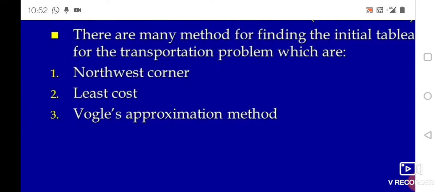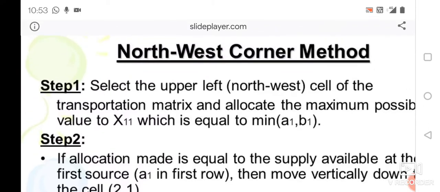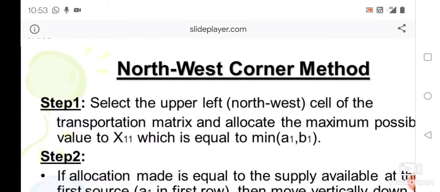There are many methods for finding the initial table for the transportation problem. First is the northwest corner method, second is the least cost method, third is Vogel's approximation method. See, the first one is the northwest corner method.